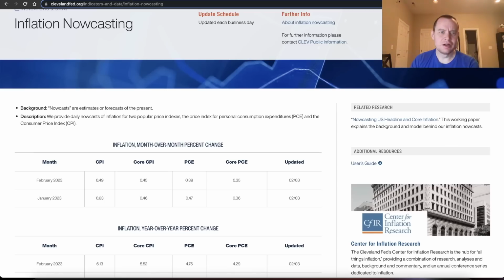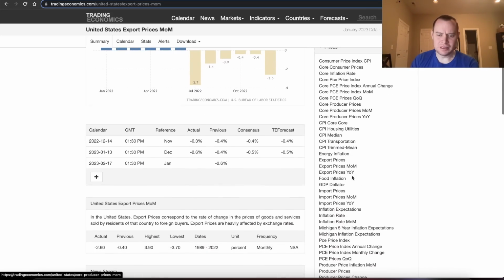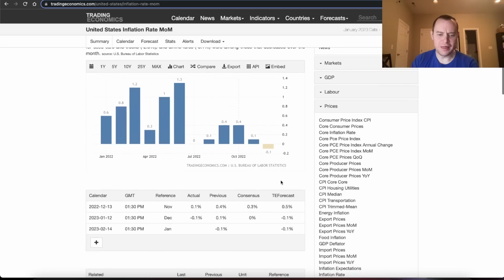If you go take a look at the Trading Economics website, let's go to inflation rate month over month. Last month was negative 0.1%, which was a good thing, especially compared to what was going on in 2022. This website is suggesting it'll be another negative 0.1% in January when we get this report on February 14th, which would be a good thing, right?